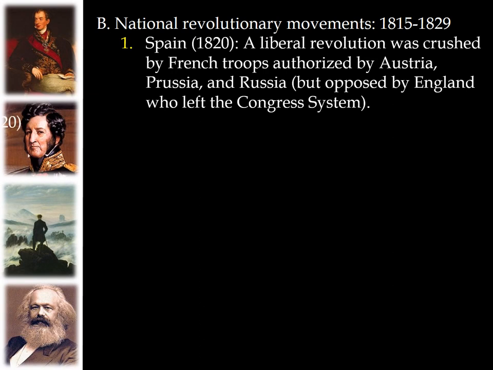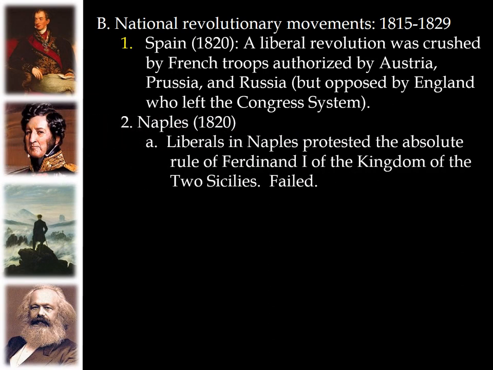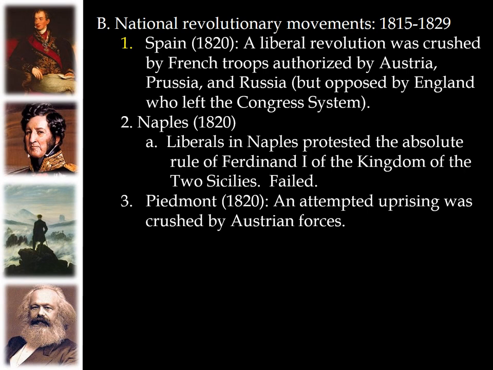In Naples in 1820, there was a revolutionary movement where the liberals in Naples protested the absolute rule of Ferdinand I of the Kingdom of the Two Sicilies. It will fail as well and be put down by the conservatives. In Piedmont, another Italian city-state, in 1820, an attempted uprising was eventually crushed by the Austrian forces that controlled most of northern Italy. So failure, failure, failure so far.